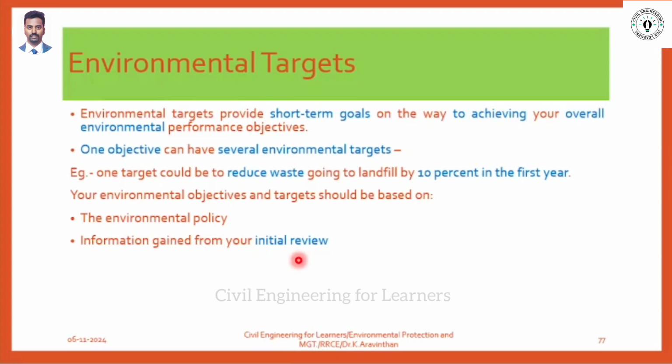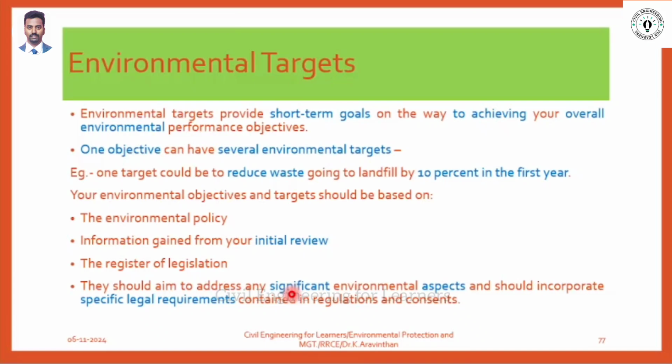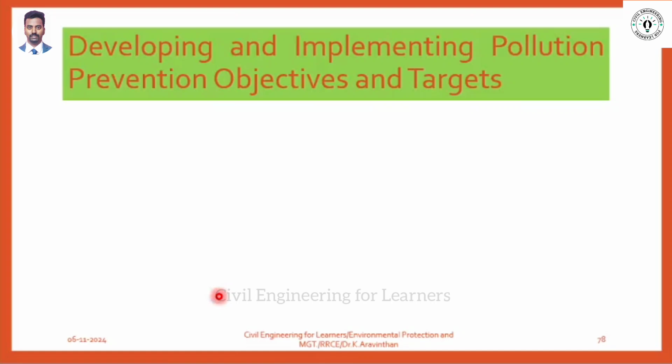If an organization should provide EMS, the first thing they should do is set an environmental policy. Then the initial review. How do they do the initial review? By referring to management review or audit. After that, they will check the register of legislation, and check the aspects. What are the aspects during the manufacturing process or operational process? Then they will set the targets. So, developing and implementing pollution prevention objective and target.